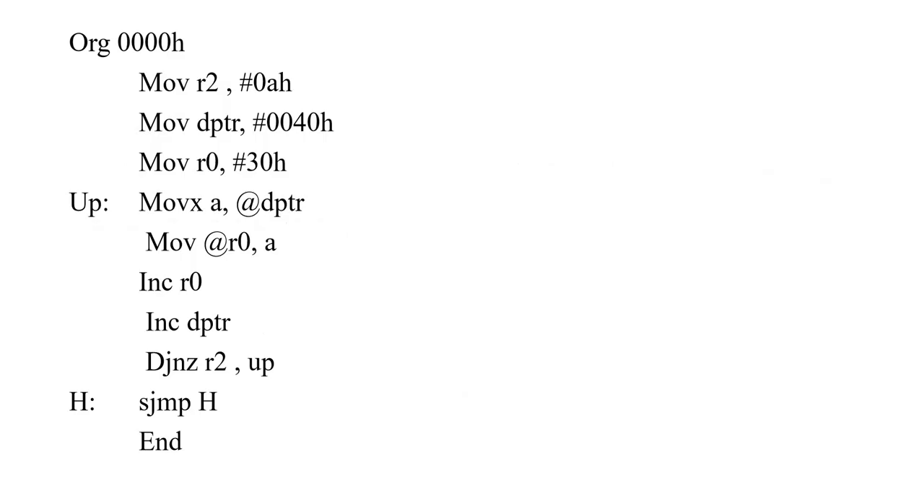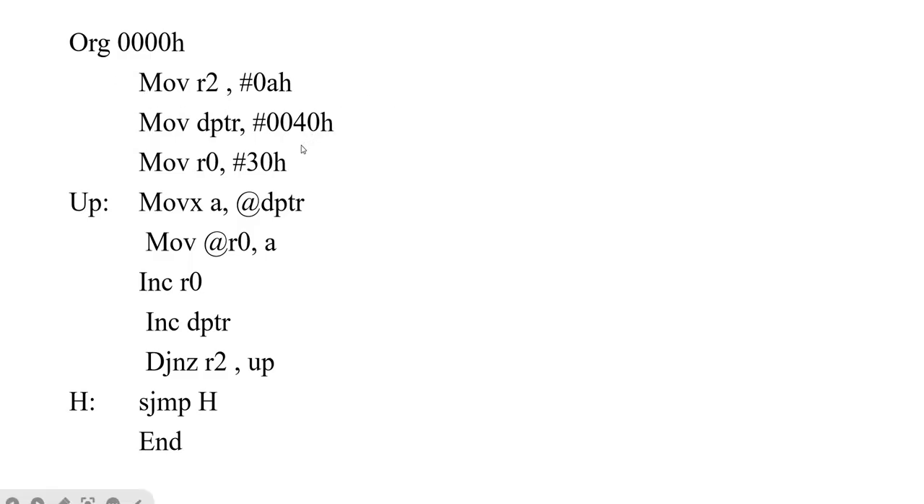So as usual, we'll start our program with ORG 0000H, which will set the starting address of the program. And the first instruction is MOV R2, #0AH, which will load the value 0AH, that is 10 in decimal, into the register R2, and this will serve as a counter to repeat a process 10 times.